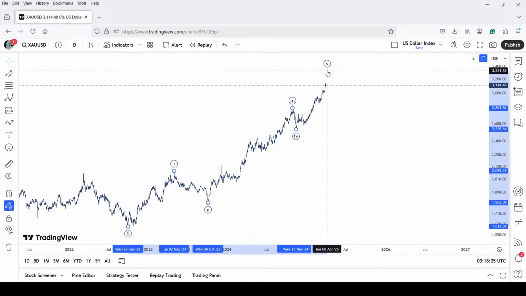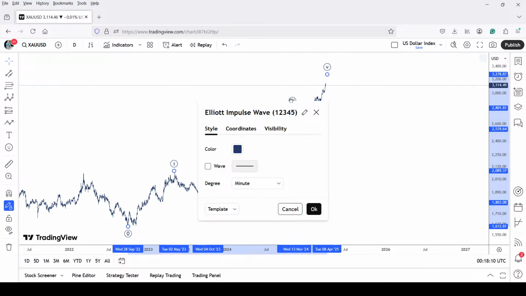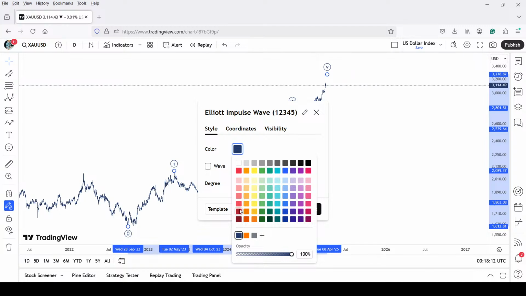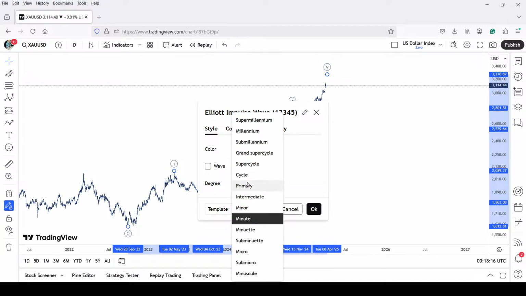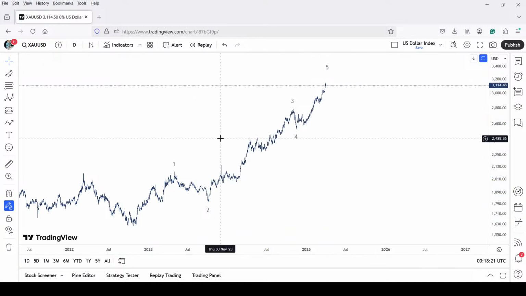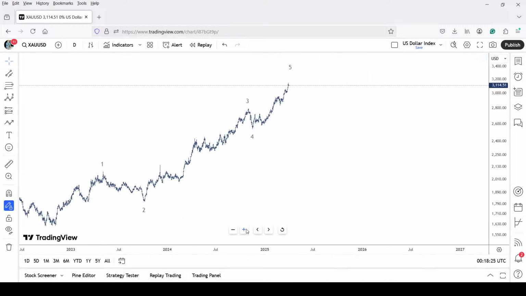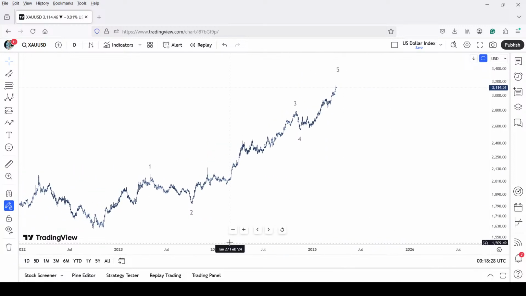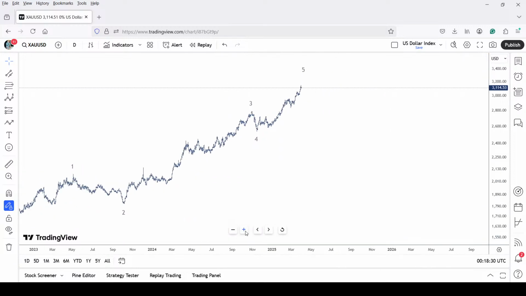We put it a bit higher because we still have 2 more degrees to print. And the first thing we change is we bring it to a minor degree. Okay. And then we shift our focus to a minute degree, which is unfolding between the minor wave 5.